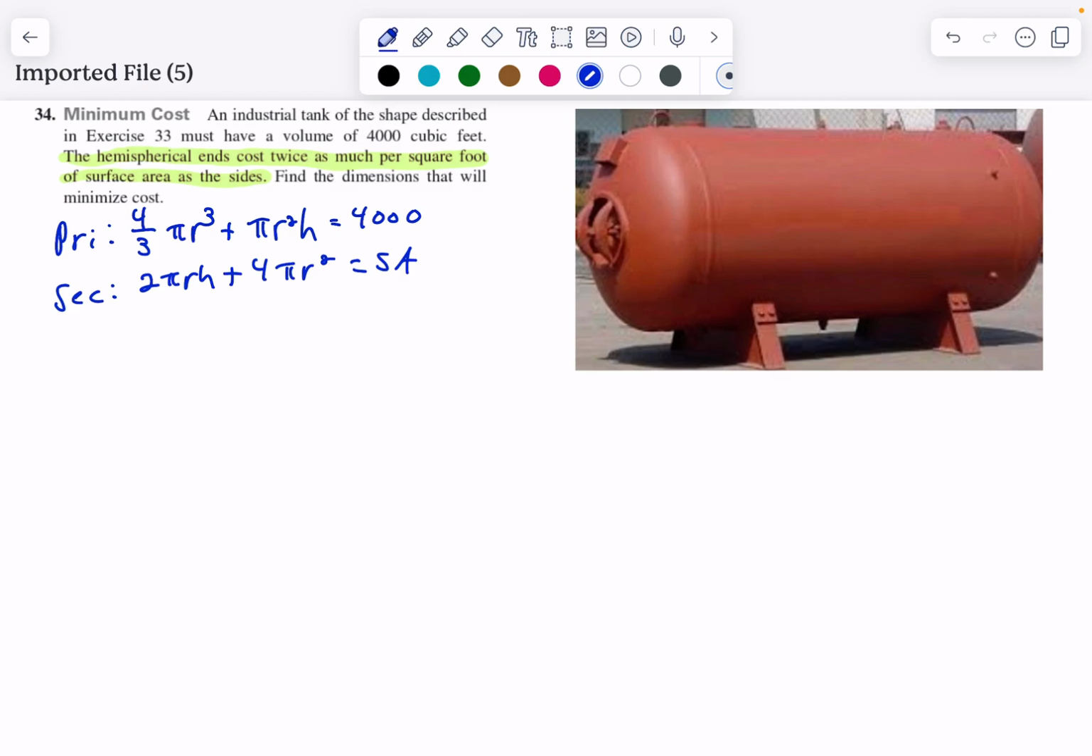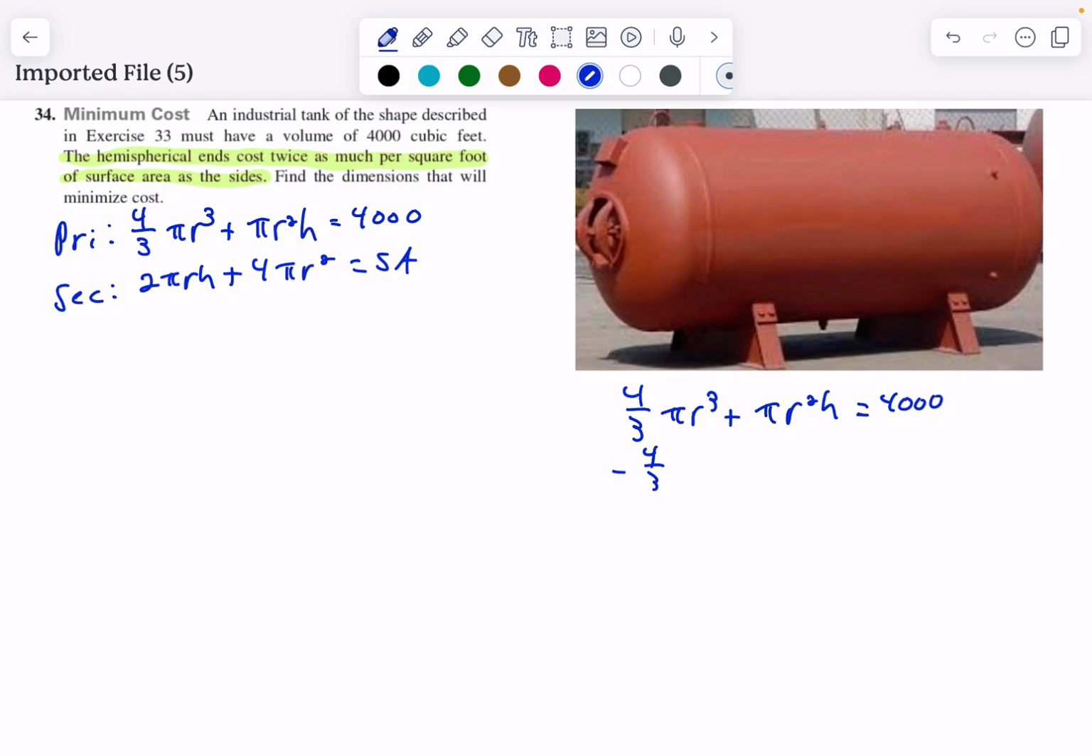Okay, so first of all, notice in our secondary equation, there's no constant equal to a constant. And normally that's the primary equation, the one set equal to a constant, is the one that we're going to solve for a variable and substitute back in. So the variable we're going to solve for in that primary equation is the height. So starting over here, I'll just start writing it. So 4/3 pi r cubed plus pi r squared h equals 4,000.